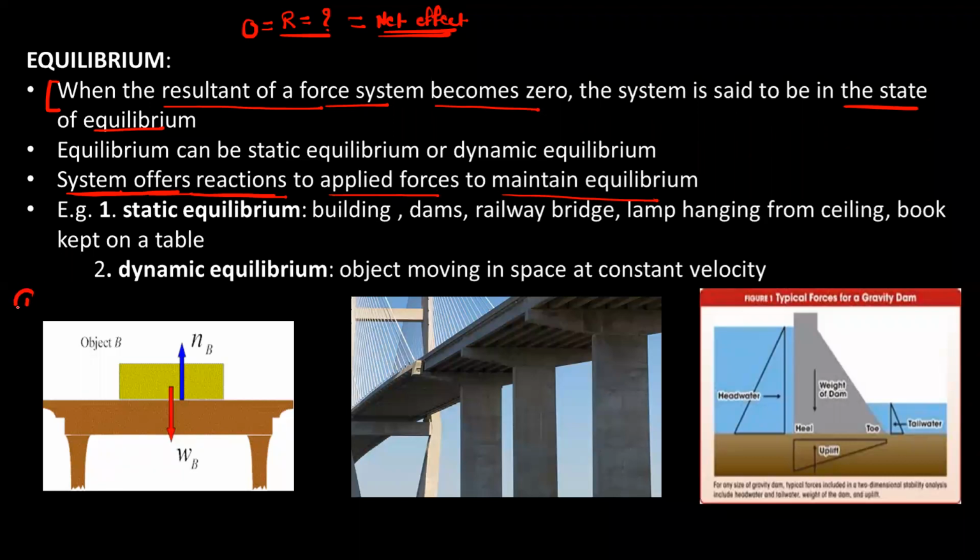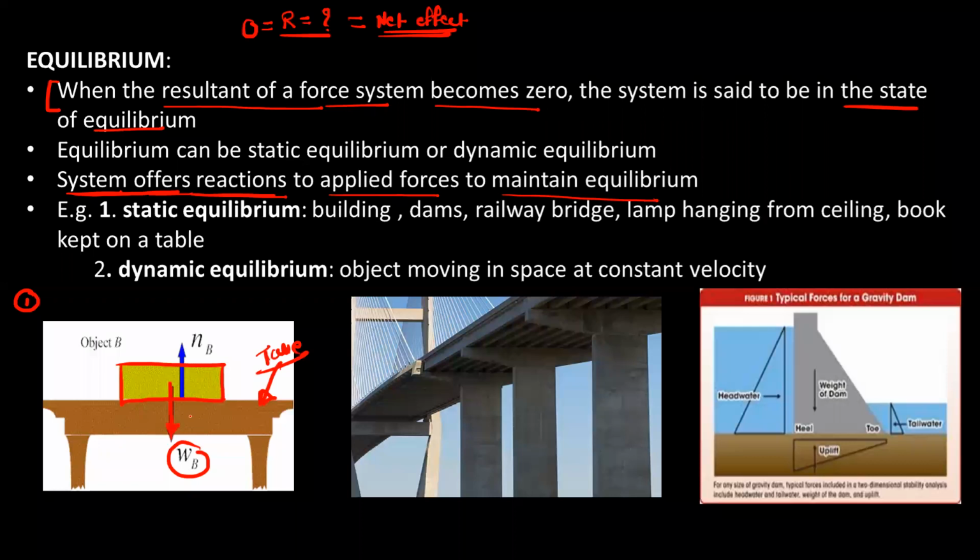So observe the first example. Okay. So in this example, there is one book which is kept on the table. Okay. So this book will have the weight. So this is the weight vector, that is WB. Now to balance this WB, this wooden board or this table will offer some reaction. Okay. So reaction means the opposite force to the applied force. So here the applied force is nothing but WB, that is the weight of the book.